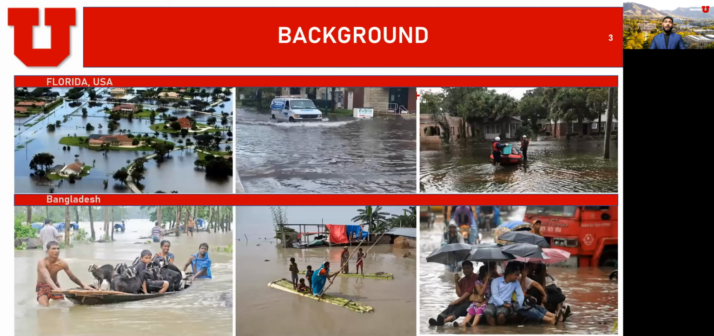In this slide at the top, you can see flooding scenarios in Florida, US, and at the bottom you can see flooding scenarios in developing world Bangladesh. So you can see the differences here. In Bangladesh, a big group of people live below the poverty line, so they cannot afford to stay inside their houses when there is flooding in the community. So somehow they adapt some unique coping capacities and start living with floods.